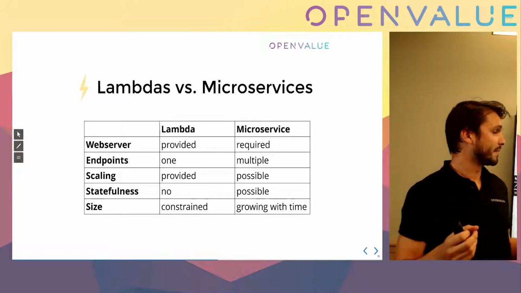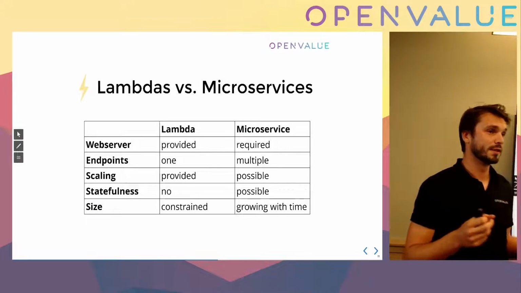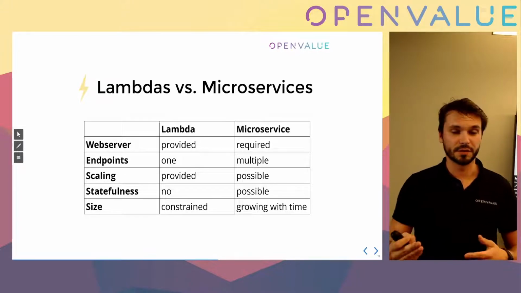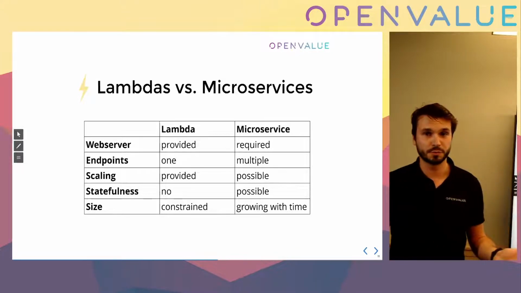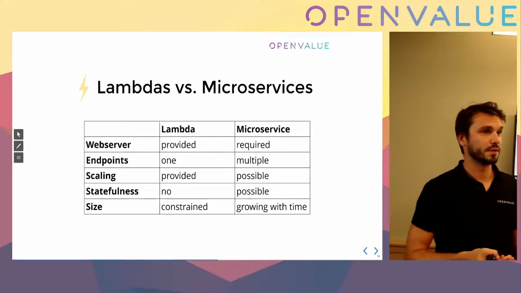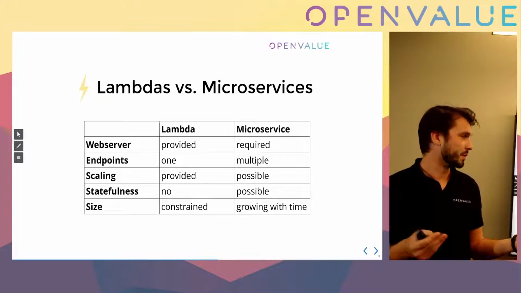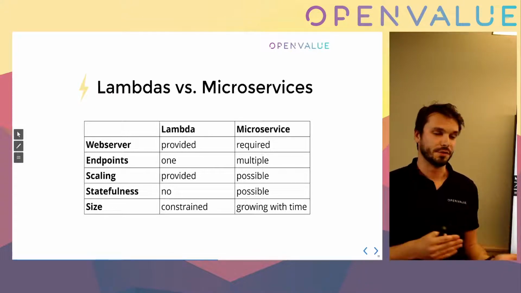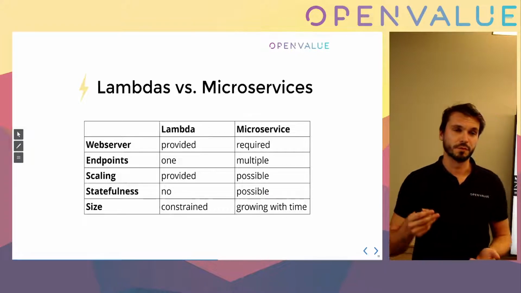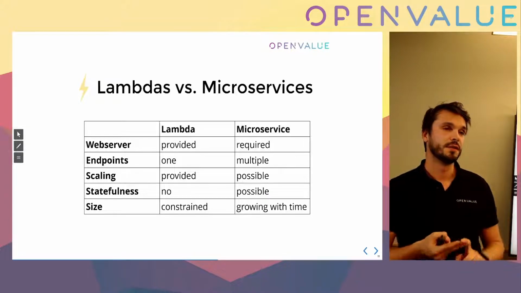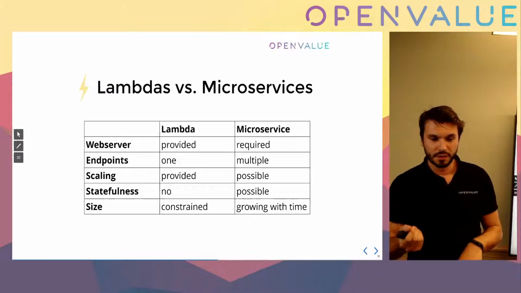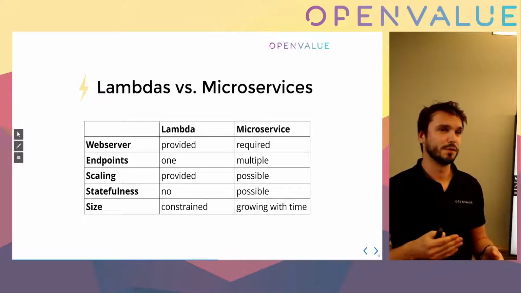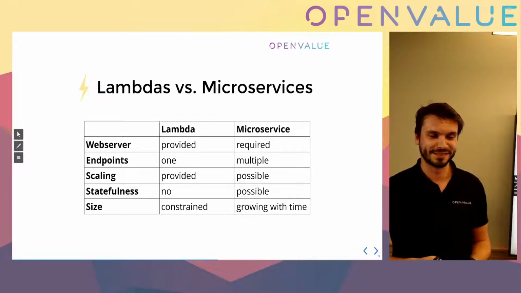So we got the lambdas, and let's compare lambdas to classic microservices. In classic microservices, you can configure your web server. You don't have to when you're using embedded web servers, for example. But as soon as you want performance optimizations or things like this, you actually want to do this. One big difference between lambdas and microservices is that lambdas can only have one endpoint. In microservices, it's actually common to have multiple ones, and in most projects I've been in, that was the case.